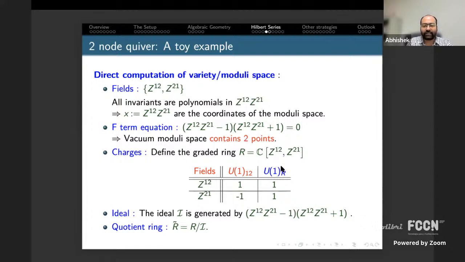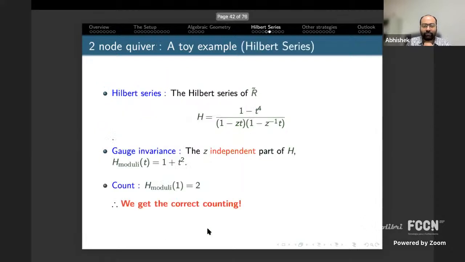If you want to do it the Hilbert series way, you assign a U(1) gauge charge, which is 1 for Z12 and minus 1 for Z21, and a bookkeeping charge, which is the degree charge, which is 1 for both. Then the ideal of F-term equations can be written like this, and you form a quotient ring R mod I. There are algorithms to compute the Hilbert series in such a situation. It will come out to be 1 minus t to the power 4, divided by 1 minus zt and 1 minus z inverse t.